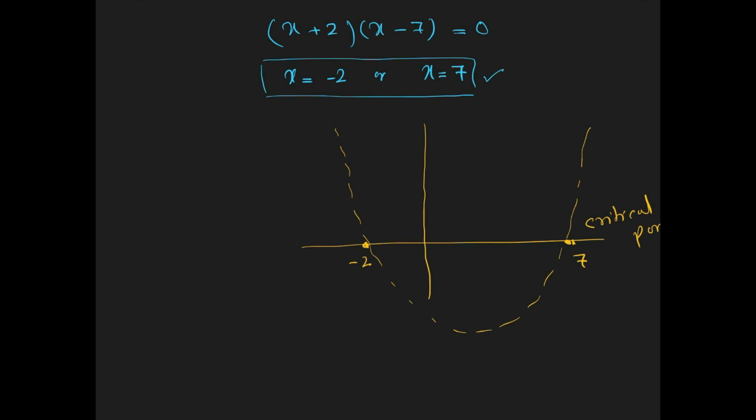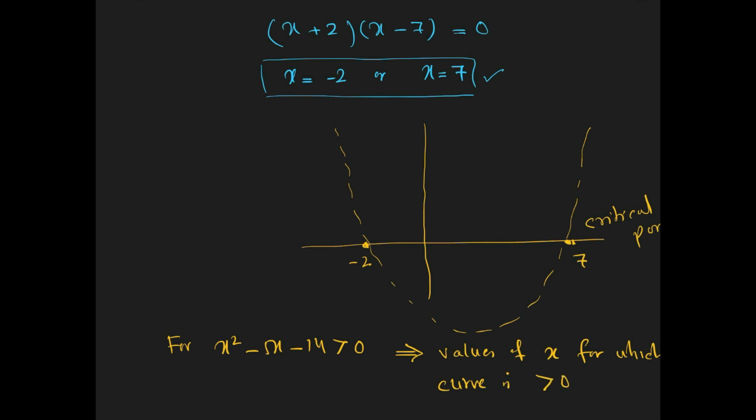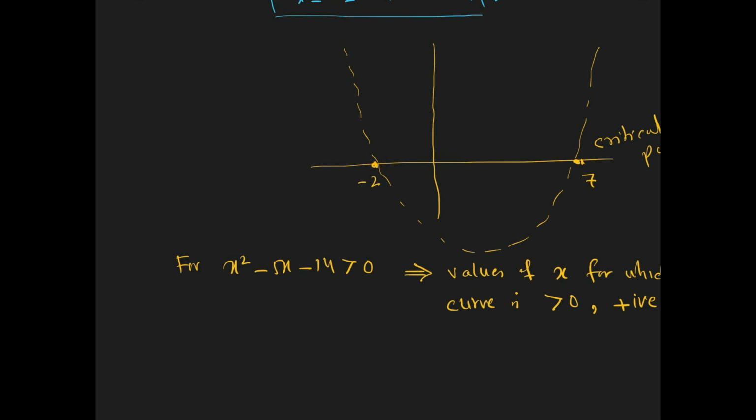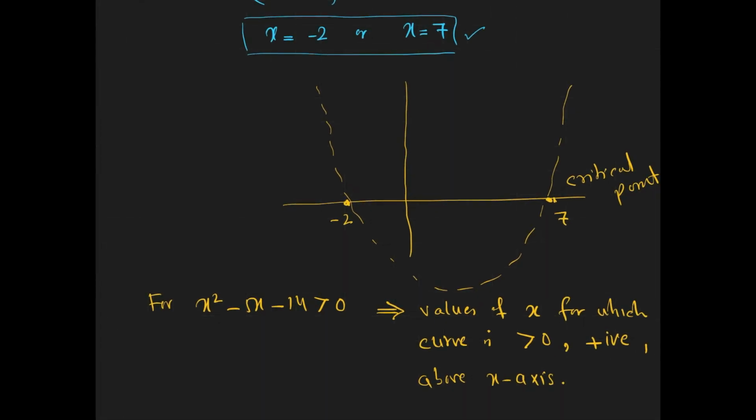In order to work out the solution set of this inequality, let us consider again the inequality x squared minus 5x minus 14 is greater than 0. It means that we need the values of x for which the curve is greater than 0, or the curve is positive, or we can also say that the curve is above the x-axis. This is very important to understand, because drawing or sketching the curve is not an issue.